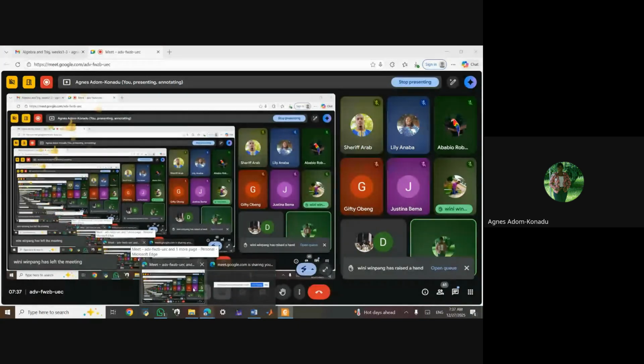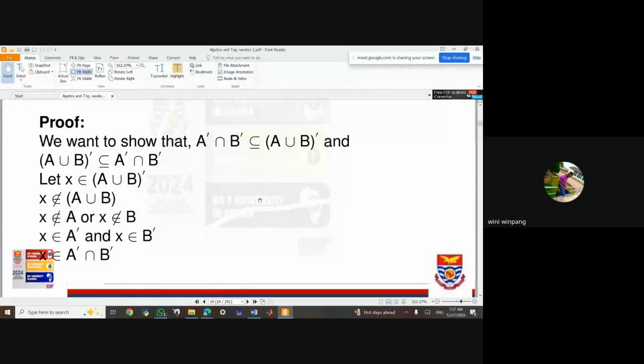Winnie, your hand is up. Yes, madam. I wanted to ask, I decided to also start from A complement intersection B complement. It's the same. You can start from that place. It's fine. You get the same results. Okay, madam.